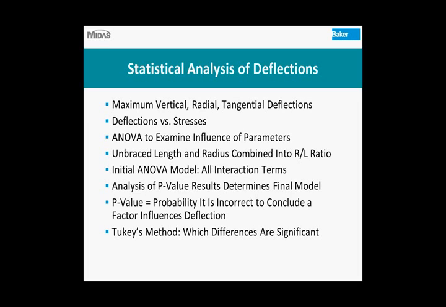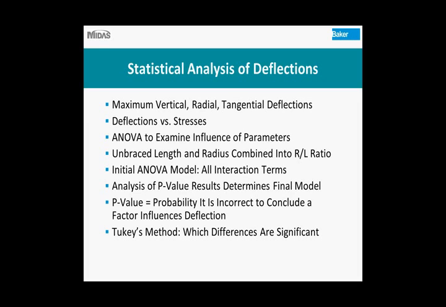So our initial ANOVA model included all interaction terms, which meant we had all of our parameters, and then we included our parameters times each other in 2-term interactions, and then 3-term interactions and a 4-term interaction. We analyzed these, and through looking at the p-value results, we could determine what we wanted in our final model. All the p-value is used for is to determine whether or not a factor is significant for predicting the deflection response. So we could analyze our model and determine which parameters we needed to keep in there to accurately predict our deflection.